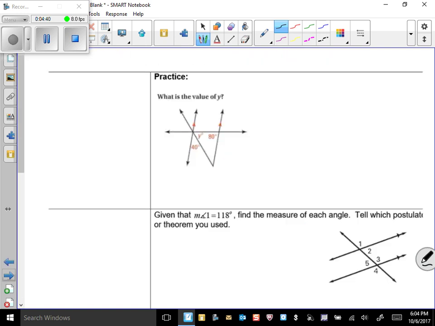All right, we have a practice problem here. So let's see what we got. What is the value of y? Okay, this is where it's going to be good for you to grab your colored pencils, because what I want to do is highlight my parallel lines. How do I know they're parallel? Because they got the two little arrows on them. And I'm going to also highlight my transversal. And this is where it might take a little practice, because I got two options for a transversal here, don't I?